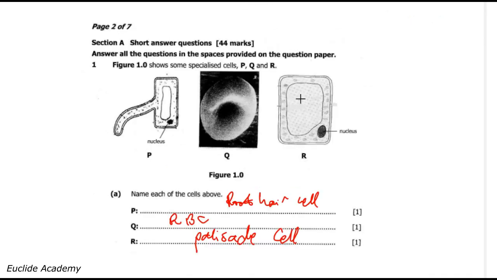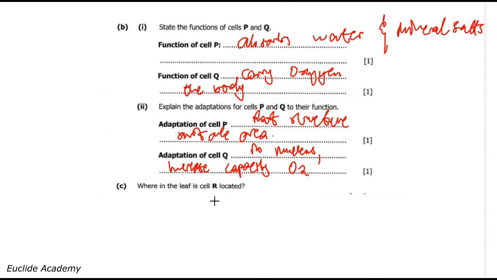Where in the leaf is cell R located? Cell R, which is this one. I think I've just mentioned this in the beginning. We said this is in the leaf, the palisade layer. That is where we find R, because of the palisade. So you can say the palisade layer.